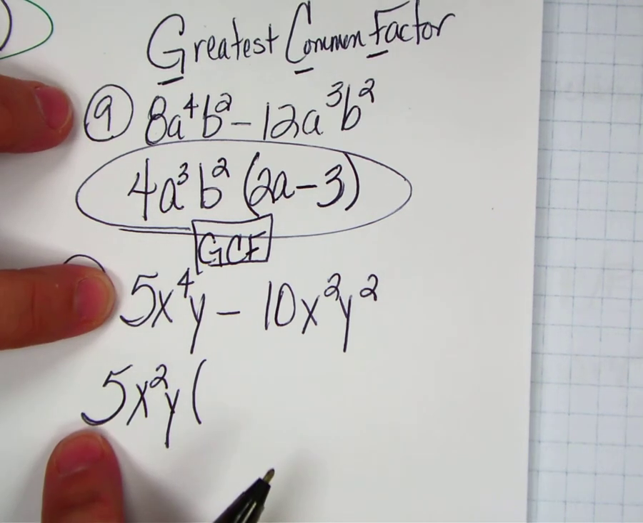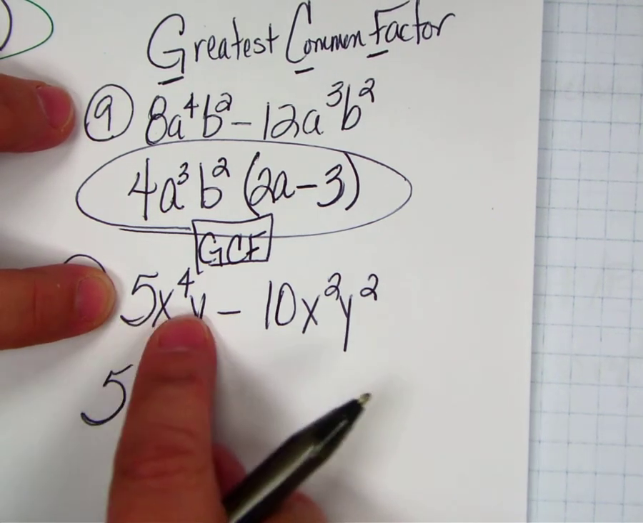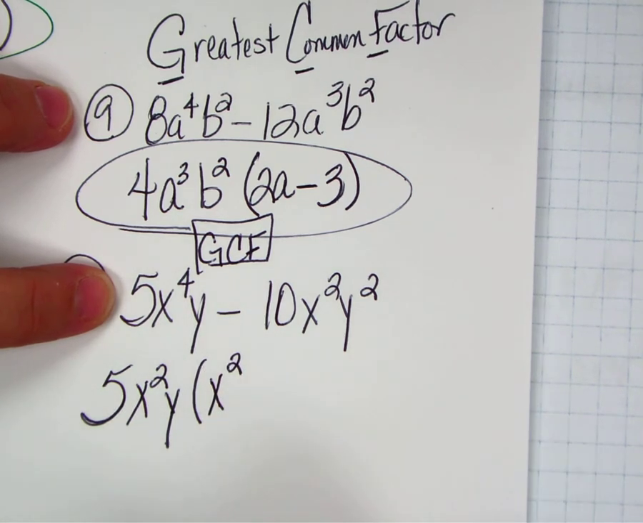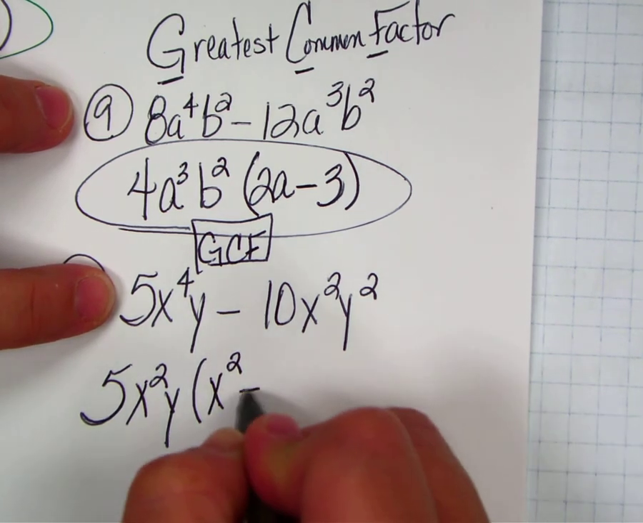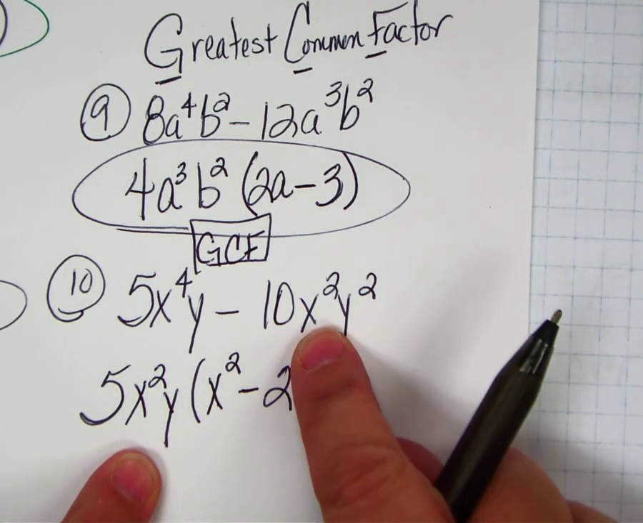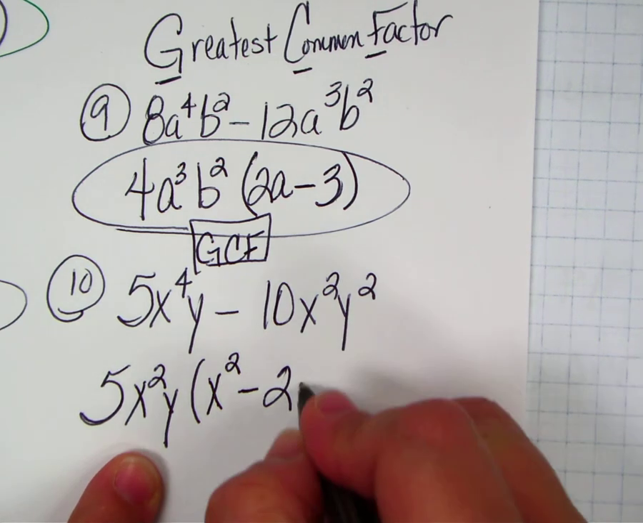Okay, so when I factor out 5x squared y from this, that leaves me with x squared. Everybody okay with that? And there's a minus sign. 5 will go into 10 2 times. Now when I factor an x squared y out of this, it just leaves me with a y.